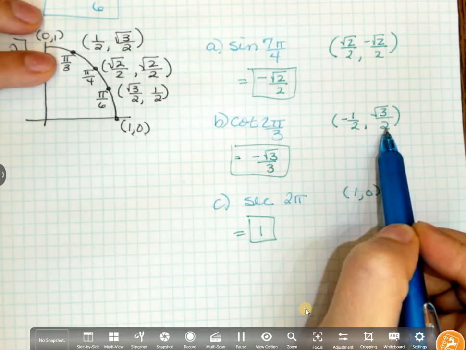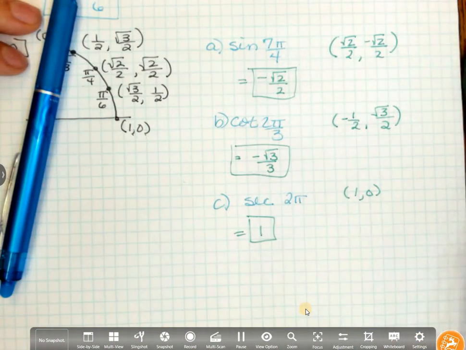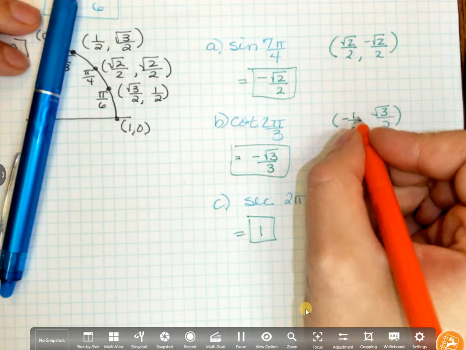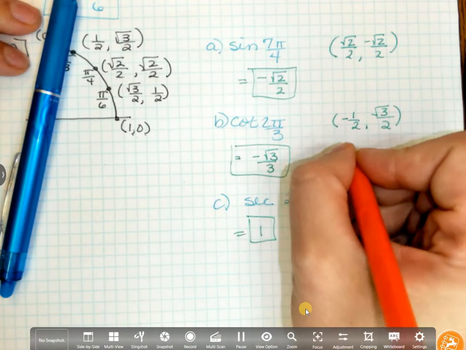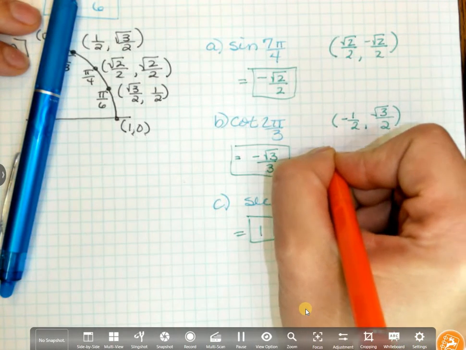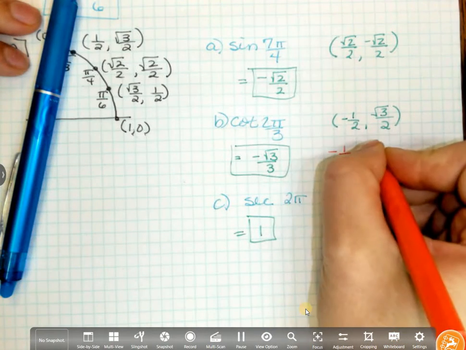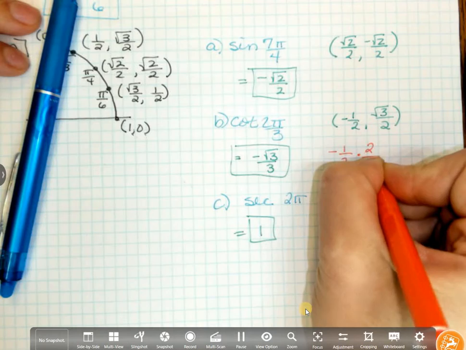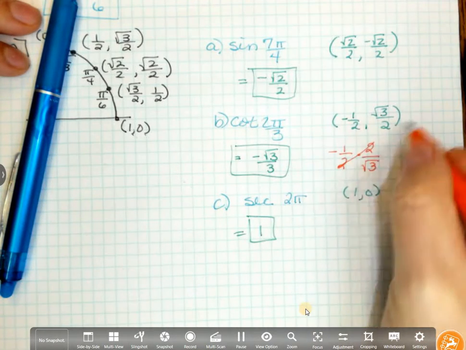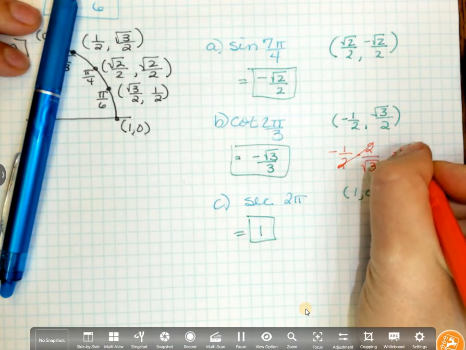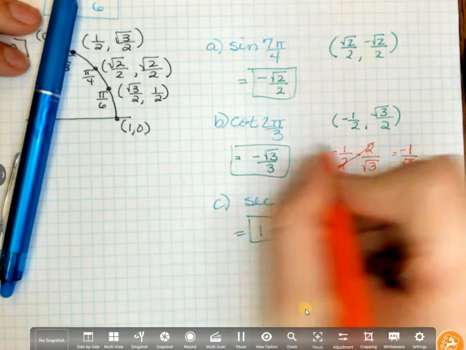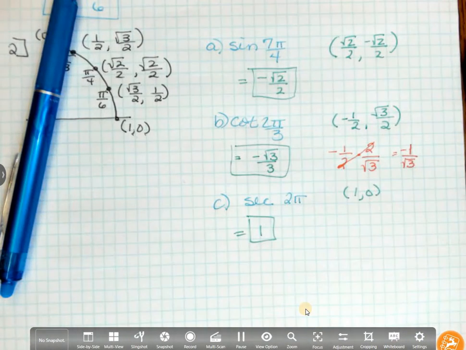Then in order to finish that, cotangent, you can think about that as x over y, or you can think about it as the reciprocal of tangent. But if I do x over y, I will do negative 1/2 times the reciprocal. Those two cancel out. I have negative 1 over root 3, and then just rationalizing it. Okay? Anybody else?